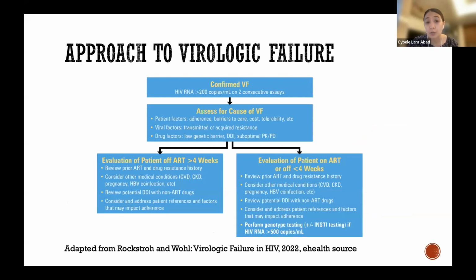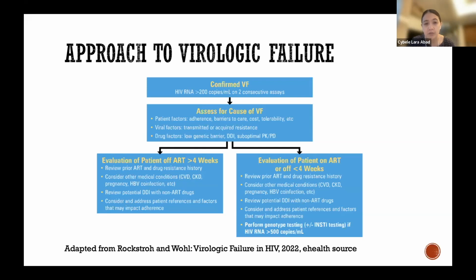Now, how do we approach this then? What do we do next? How do we treat this, so to speak? So we do have confirmation of virological failure. We have an HIV viral load above 200 on 2 consecutive assays, right? We have more than 2 assays actually above 1,000 already. We want to assess the causes of virological failure for this particular patient. And roughly they're divided into 3: a patient-related factor, a viral-related factor, or a drug-related factor, right?